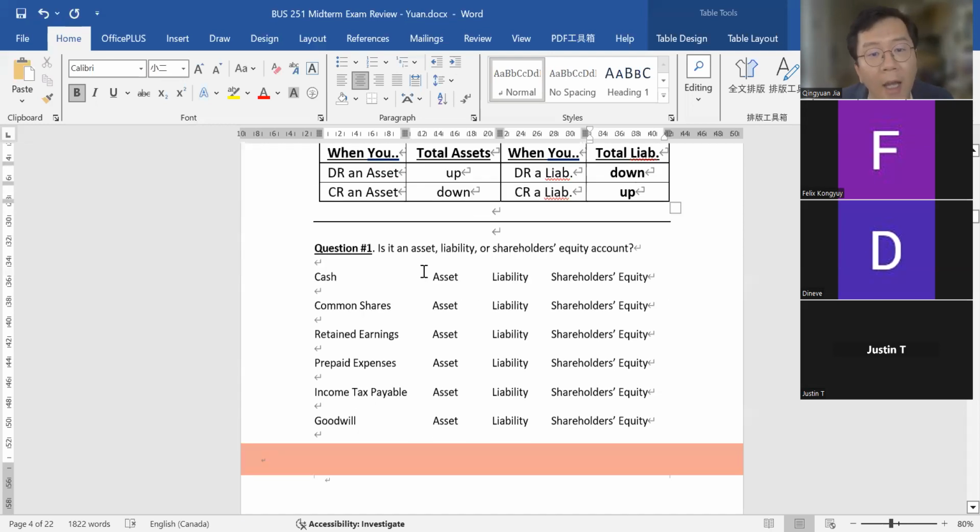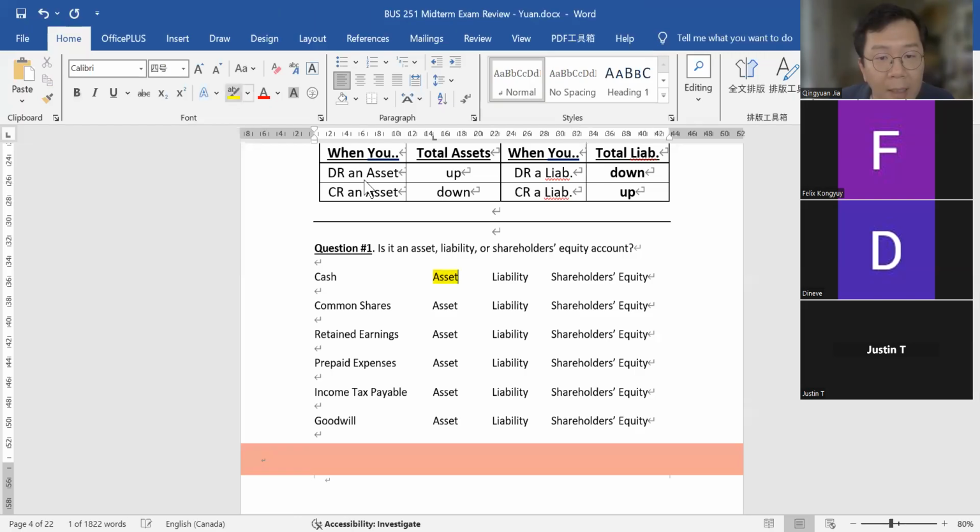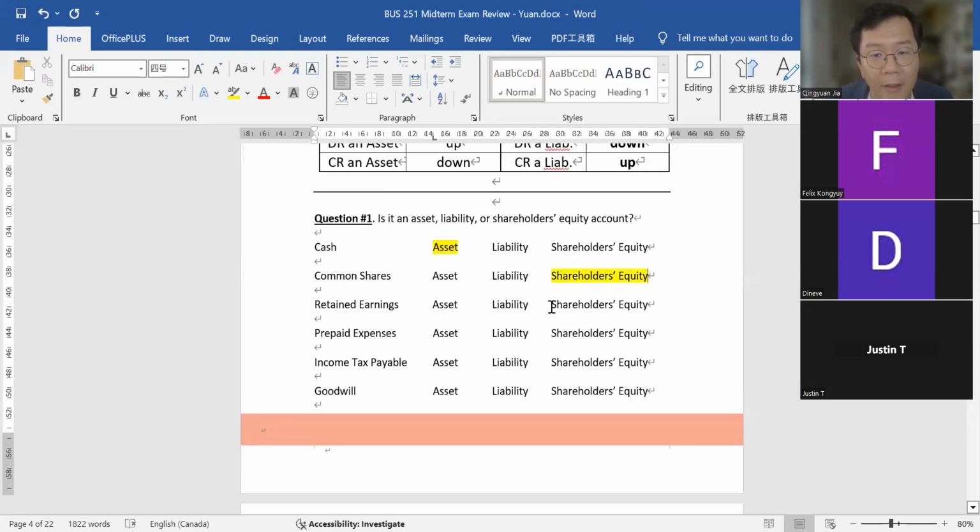So the question, let's do this together. Is it an asset, liability, or shareholders' equity account? So for cash, it is an asset, right? You have more cash, it means you have more assets. It's quite straightforward. And for common shares, it's the equity that you issue to the public to raise money. So this is shareholders' equity. And for retained earnings, it is shareholders' equity as well.